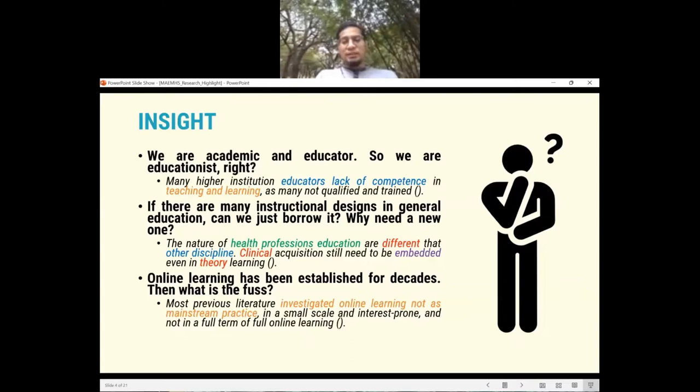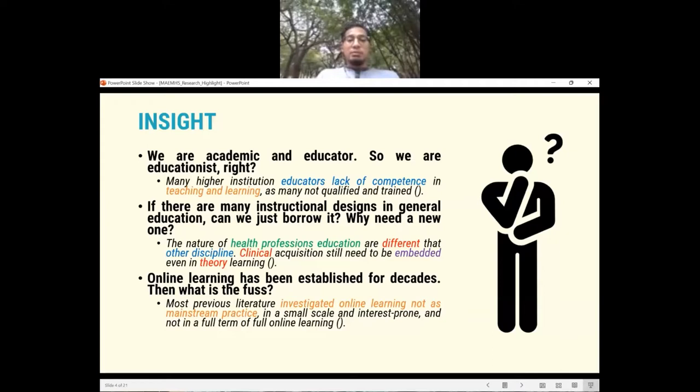Many of the literature shows that higher institution educators lack competence in teaching and learning because lecturers are mostly not formally qualified. We do not have any degree in education. We have a degree in our own profession, and then we become a lecturer. We receive just a small part of teaching and learning methods and approaches, but we are not properly trained in this.